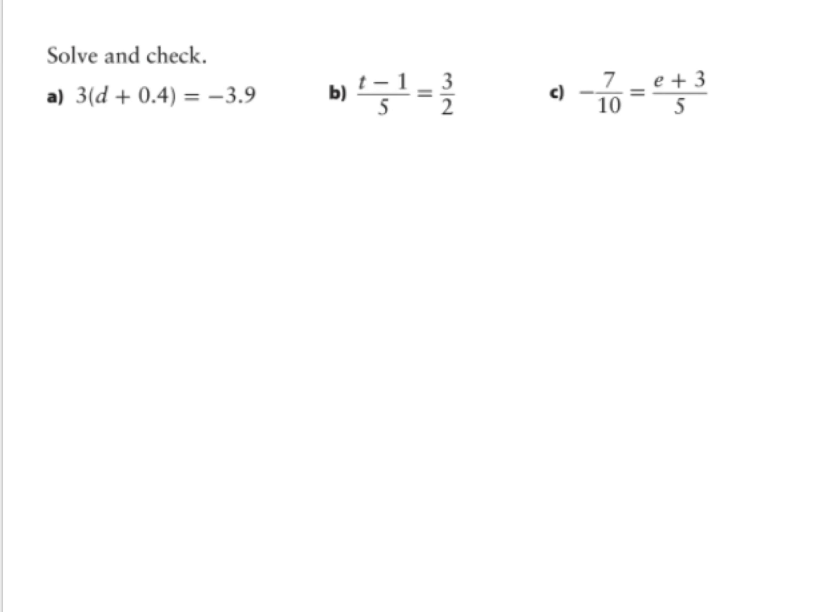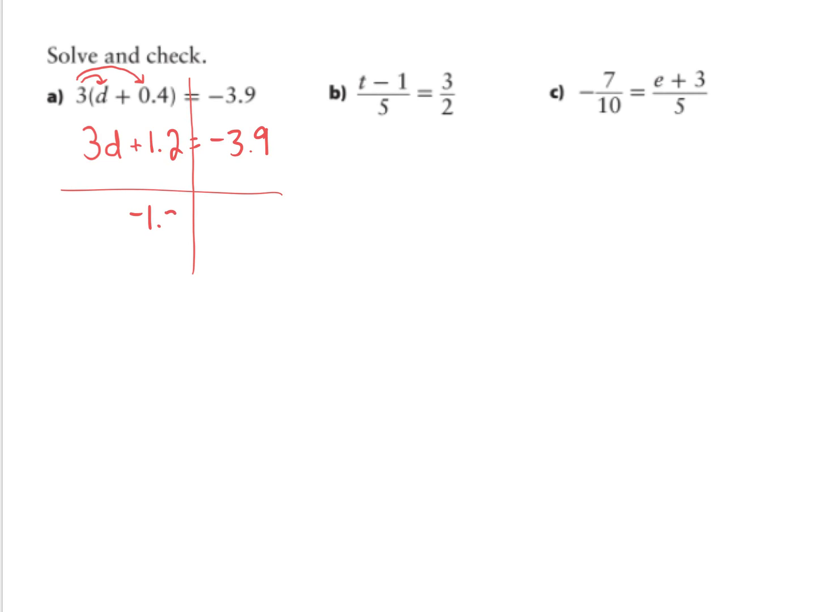So what that's going to look like is we're going to go 3 times d and 3 times 0.4. So we'll draw a line through the equal sign. So we're going to have 3d plus, and now 3 times 0.4 is 1.2. And that's going to equal negative 3.9. So now we have a two-step equation.